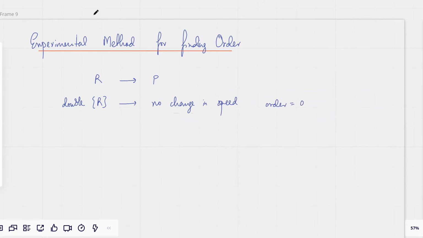If I double the concentration of my reactant and the rate doubles as well. How do I know the rate doubles? Remember, rate is inversely proportional to time.